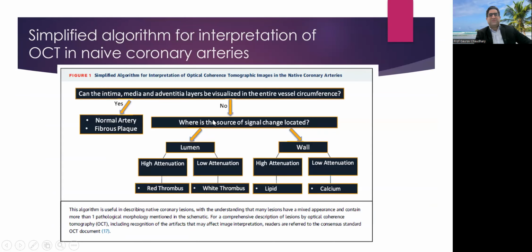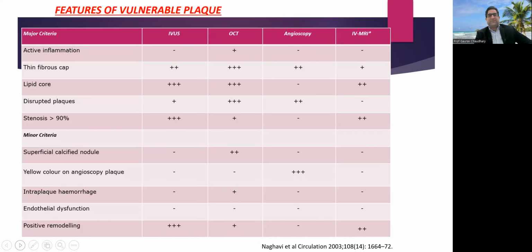So for any assessment of the vessel for native artery, if you see on the luminal side a high attenuation, that's the red thrombus; low attenuation or bright structure is white thrombus. And if it is attached to the wall, if it is high attenuation, then it is lipid. And if it is low attenuation with good margin, it is the calcium.